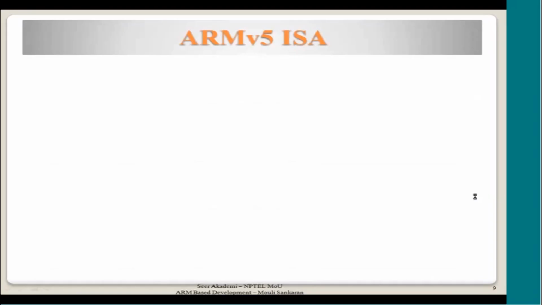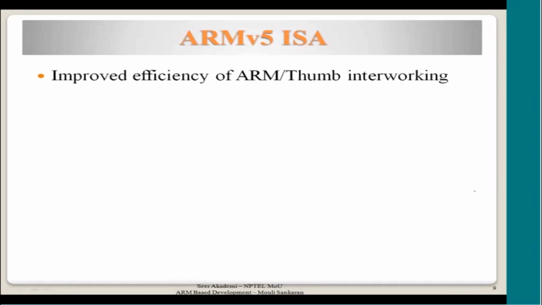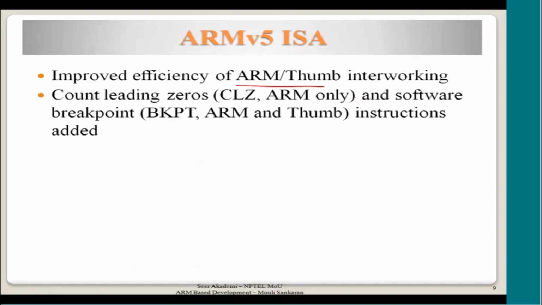So let us start with ARMv5. It improves the efficiency of ARM and Thumb interworking, that is how they work together. And then there are new instructions. Just a few examples: counting leading zeros.